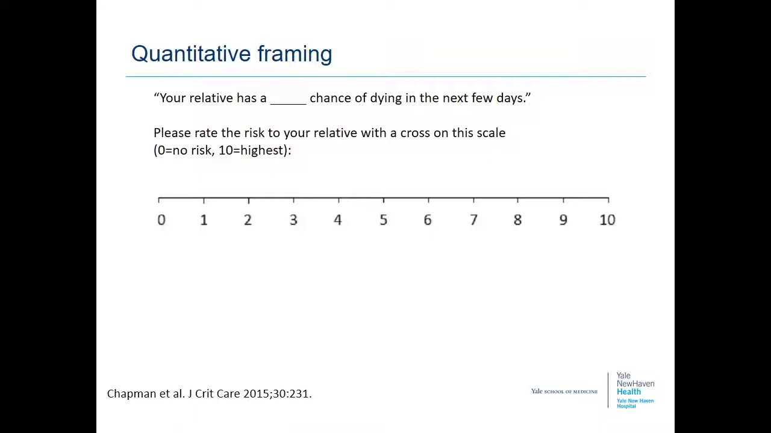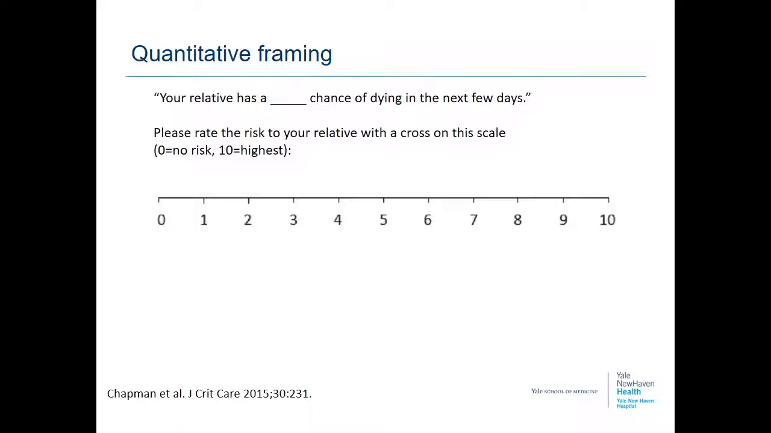Even how quantitative numbers are given to families can have a profound effect on their impressions of risk and the patient's prognosis during family discussions. This particular study was done in Australia, where a number of surrogate decision makers were given the hypothetical statement, "Your relative has a blank chance of dying in the next few days," where the blank was a number given to them. They were given the scale you see here and asked to rate the risk to their relative of dying with a cross on the scale.